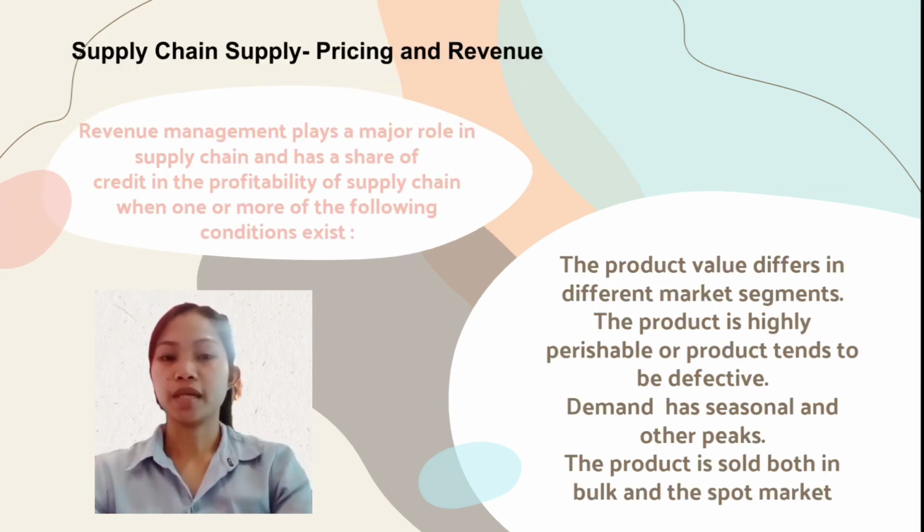Revenue management plays a major role in the supply chain and has a share of credit in the profitability of the supply chain when one or more of the following conditions exist. 1.